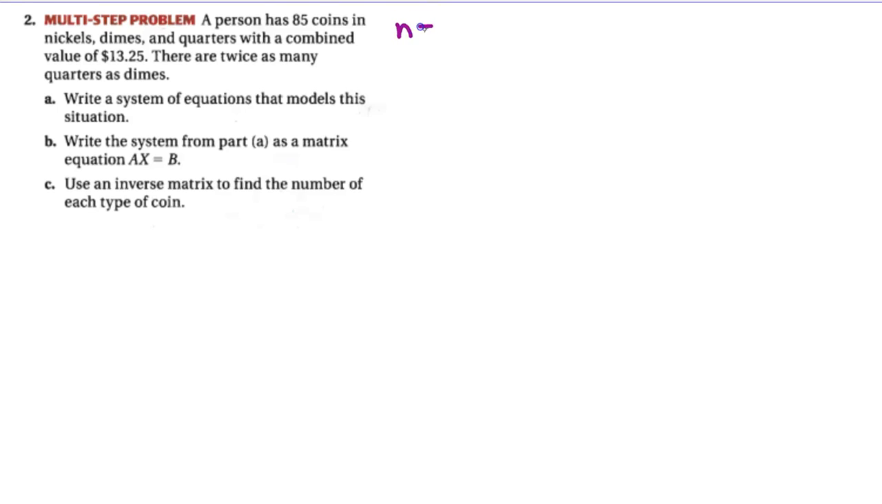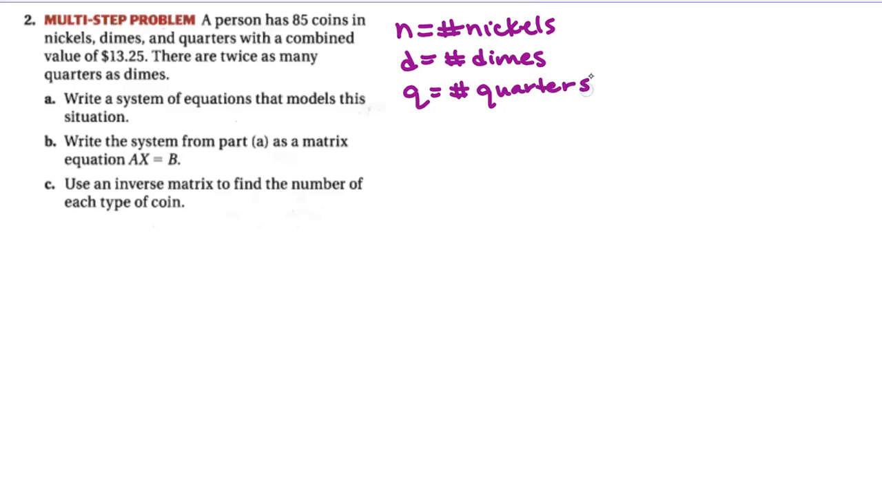So I'm going to let n equal the number of nickels, d equal the number of dimes, and q equal the number of quarters. It's a good idea to write down what your variables stand for. Okay, so now we're going to come up with 3 equations. We know they have 85 coins, so we're going to add the number of nickels to the number of dimes to the number of quarters, and that should add up to 85.